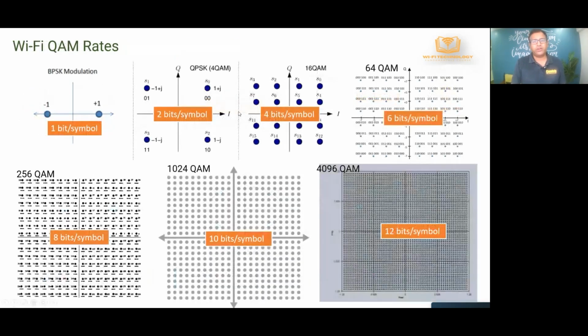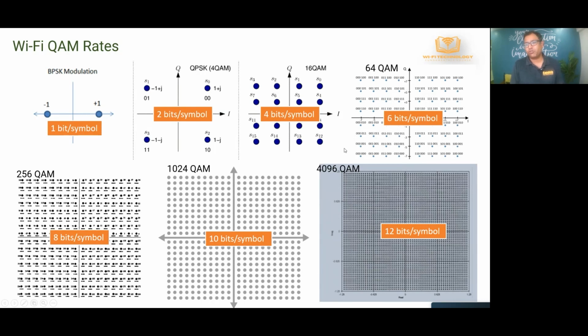Okay, so what are the other higher order modulation rates that are being used? We talked about BPSK, right? Either a 0 or a 1, 1 bit per symbol, on a single waveform. Now, if you double that, then you have QPSK. It's 2 bits per symbol, and then you can go to 4 bits per symbol, and then you can go to 6 bits per symbol, which is 64 QAM, right?